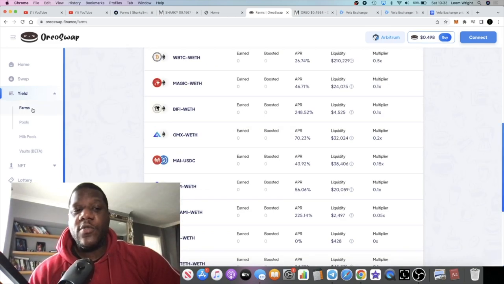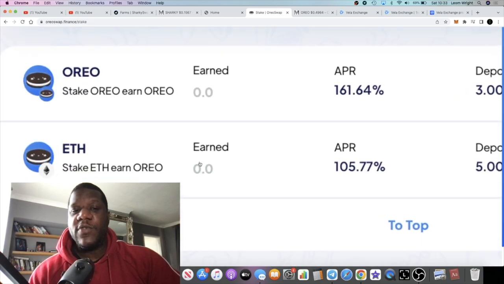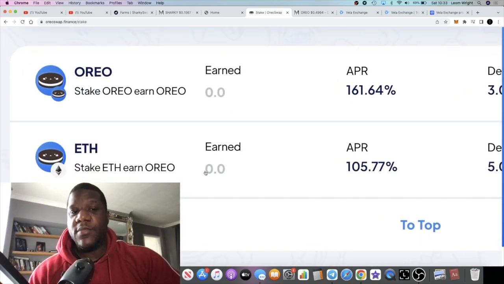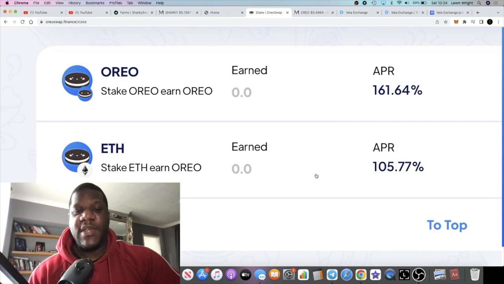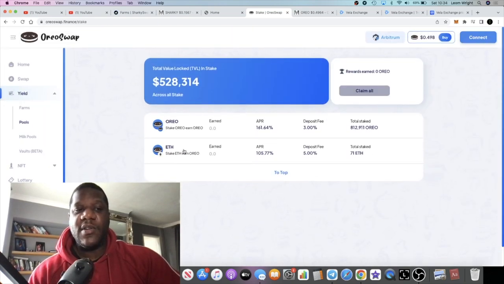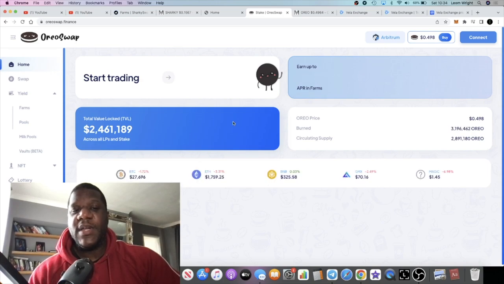You can also earn on just single staking Ethereum on here for 105% APR. So if you're holding Ethereum on Arbitrum, or you did sell your Arbitrum, for example, and you want to stake the Ethereum, you can earn 105% APR single staking, but there is a 5% deposit fee, of course. And yeah, I think that this one looks pretty good on the surface, but again, only time will tell whether this will perform in the long term.